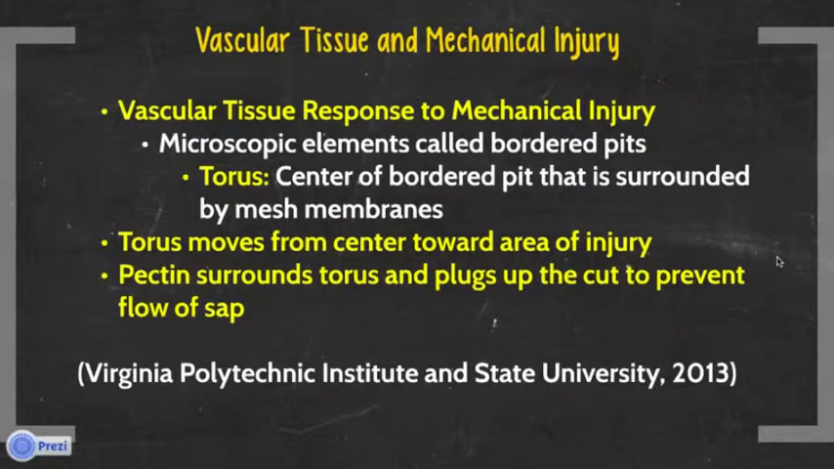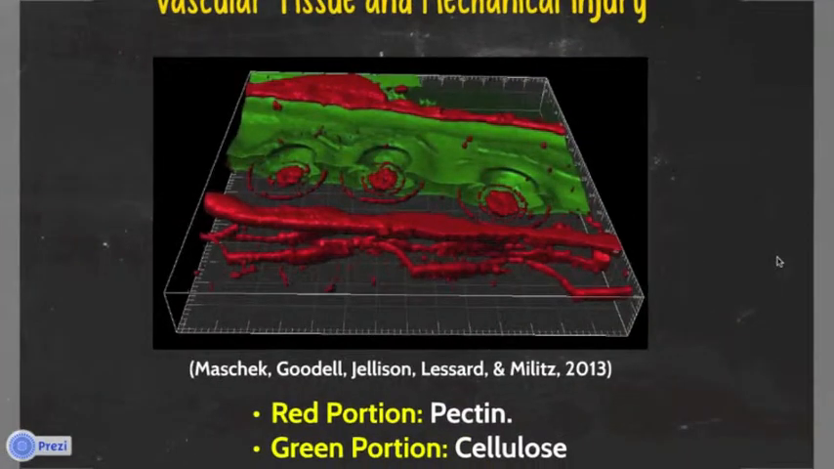This incredible bordered pit system is capable of allowing trees to withstand injuries, as well as helping in moving sap up the tree's trunk while preventing embolisms or air pockets. In this photo, we see 3 bordered pits. The red portions represent pectin, and the green portions represent cellulose. We can see that the pectin rings form around the center of the bordered pit, or the torus, and these rings help prevent leakage of sap and seal cuts.